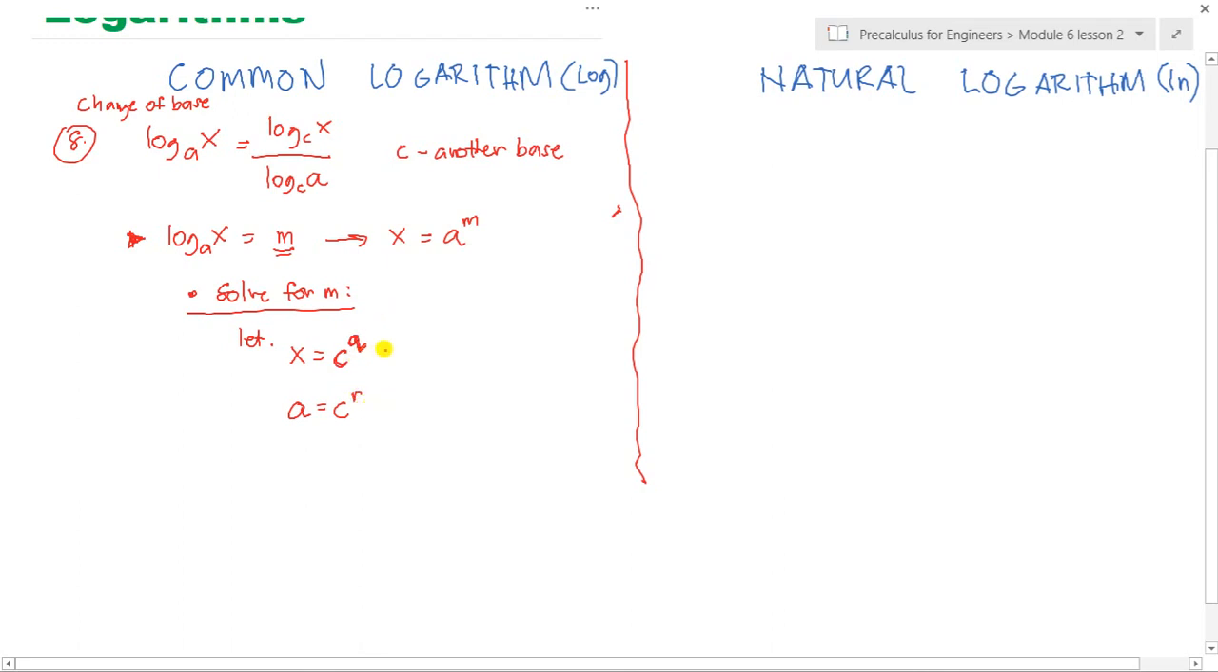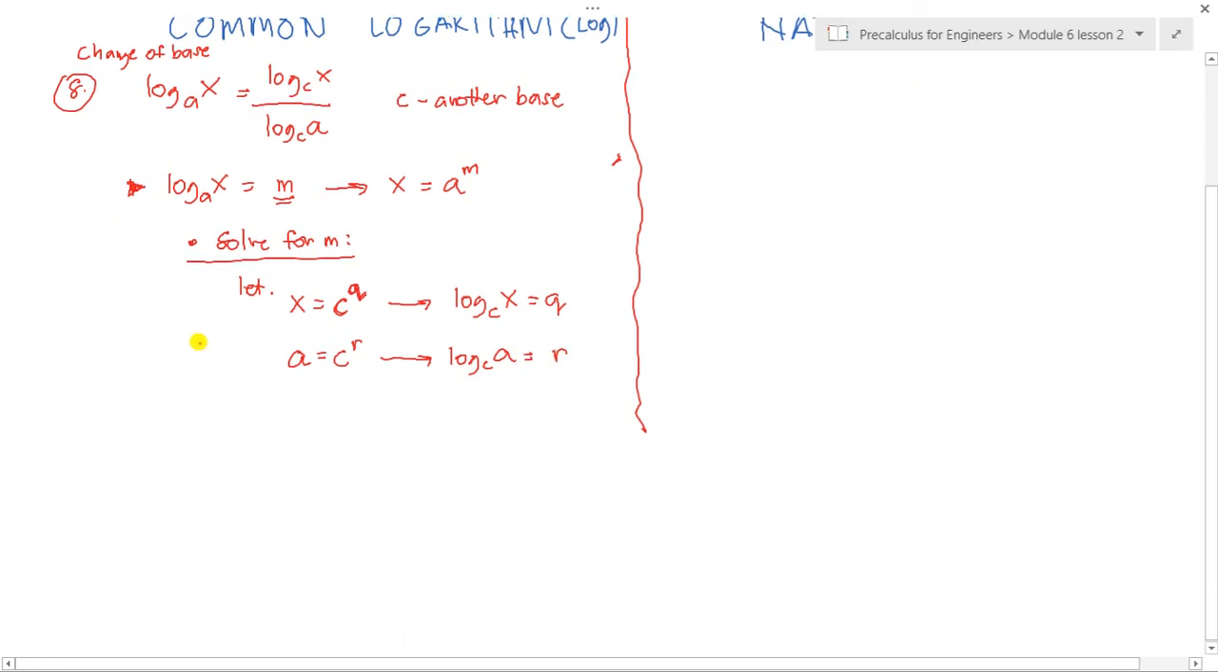Now, if we convert this into logarithmic form, that is the logarithm of the resulting number x to the base c is equal to q. And the same with this one, the logarithm of a to the base c is equal to r. Okay. Now, what will we do here? We go back to exponential form, right?